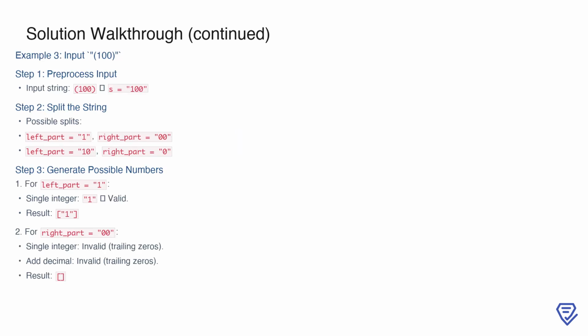After removing the parentheses, we are left with 100. We evaluate all possible splits of the string, such as 1 and 00, or 10 and 0. For the left part 1, it's valid as a single integer, so the result is 1. However, for the right part 00, it's invalid as a whole number due to leading zeros, and adding a decimal is also not allowed because of the trailing zeros. Therefore, 00 produces no valid results.